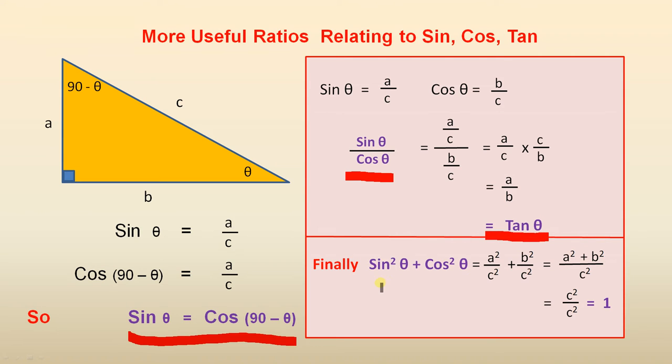Finally, here is a very, very important identity. Sine squared theta plus cos squared theta. Sine squared theta is A squared on C squared. Cos squared theta is B squared on C squared. When you add those two fractions together, you're allowed to add the numerators together because the denominators are the same. So that's A squared plus B squared on C squared. Now we know from Pythagoras' theorem that A squared plus B squared is C squared. So C squared over C squared is 1. So sine squared theta plus cos squared theta equals 1. That's one of the most important trigonometric identities you'll see, and it helps you work out a lot of problems.